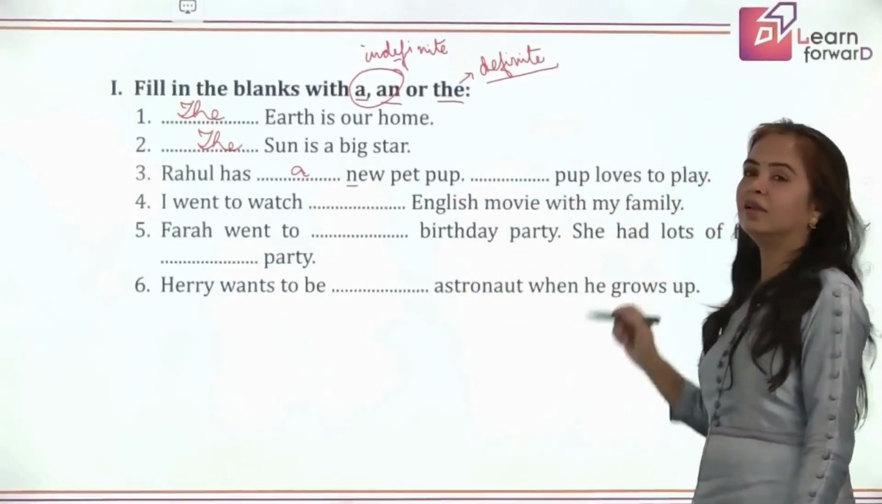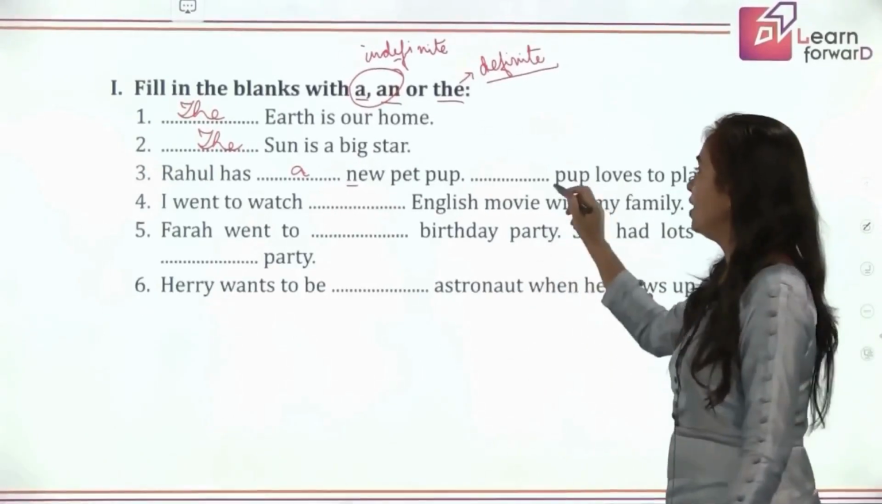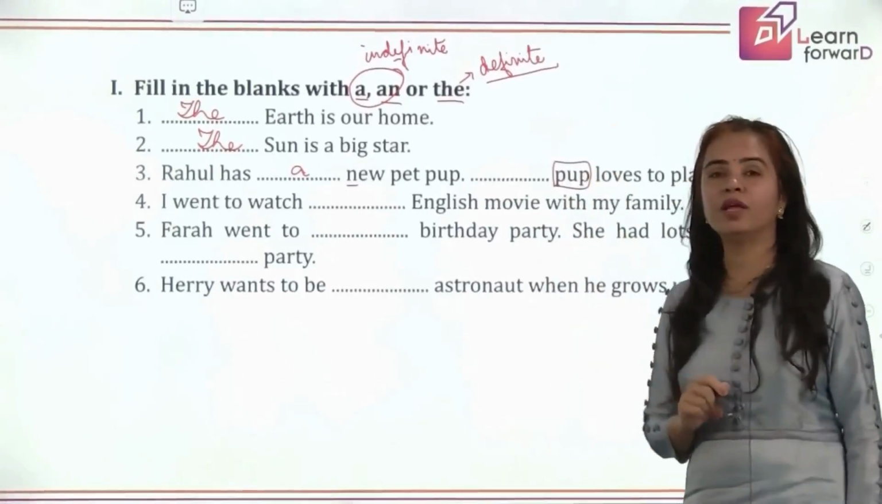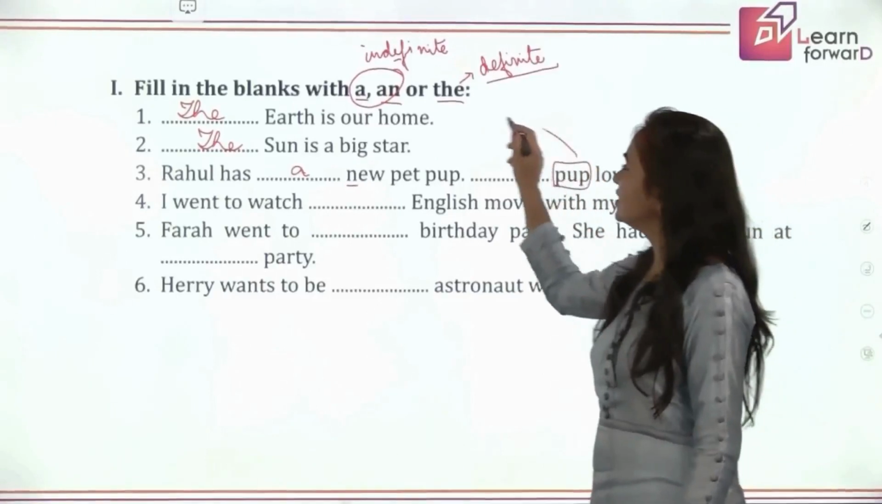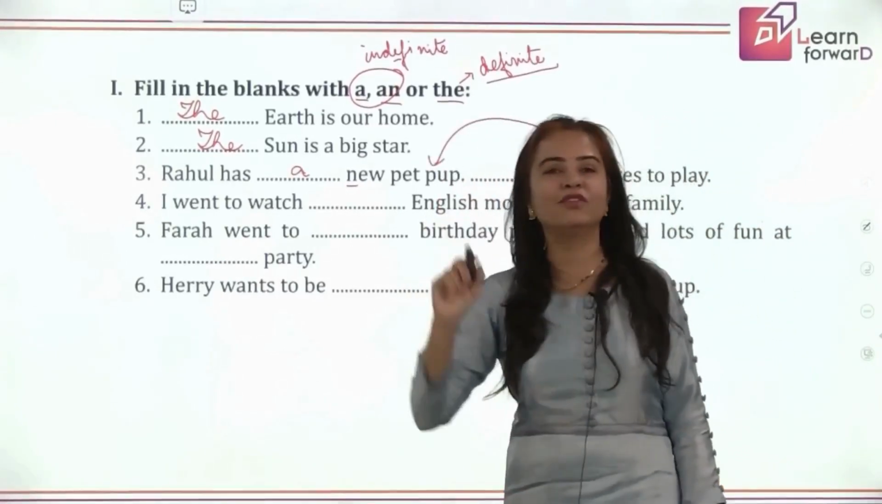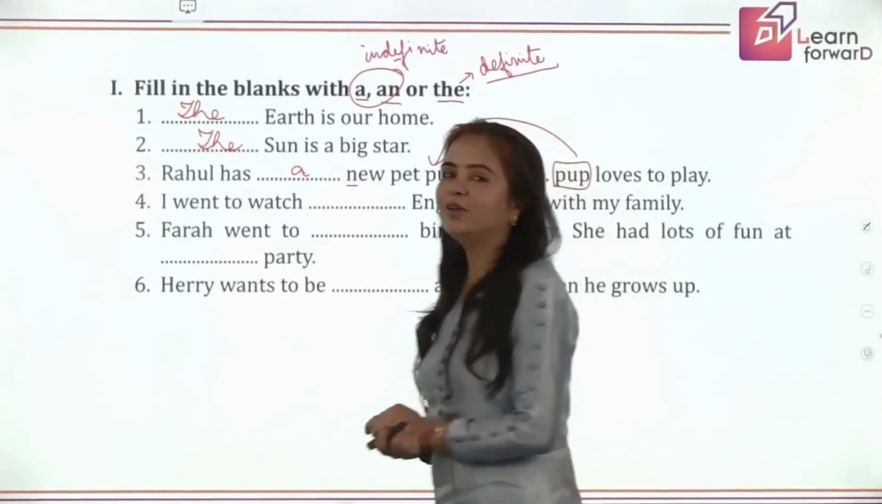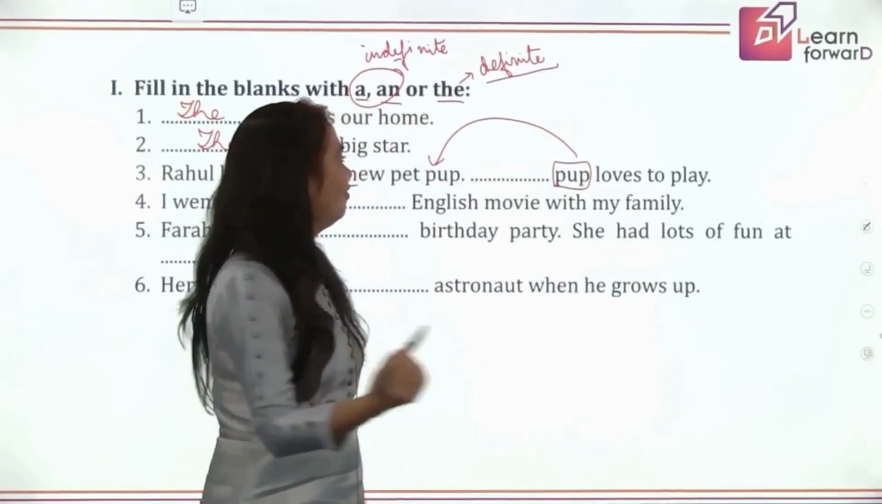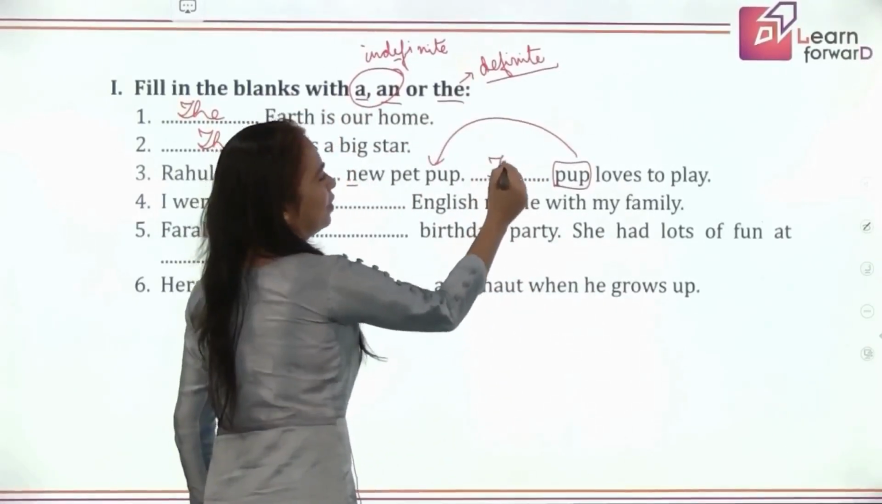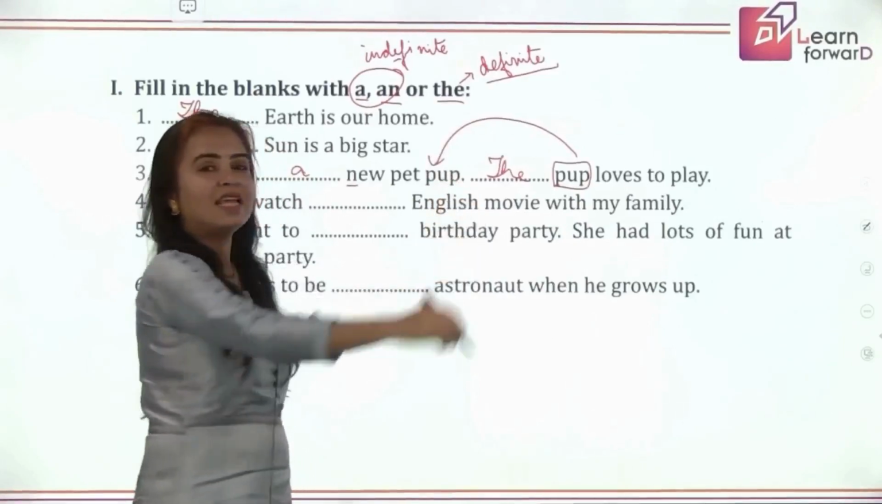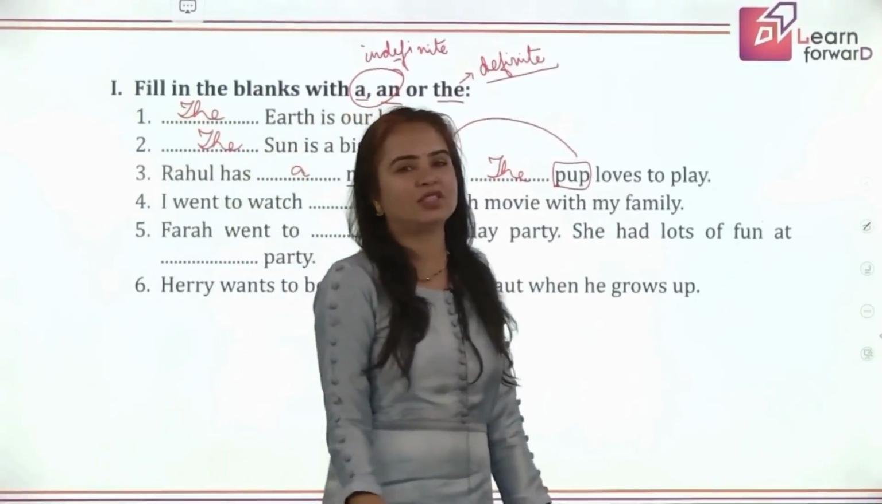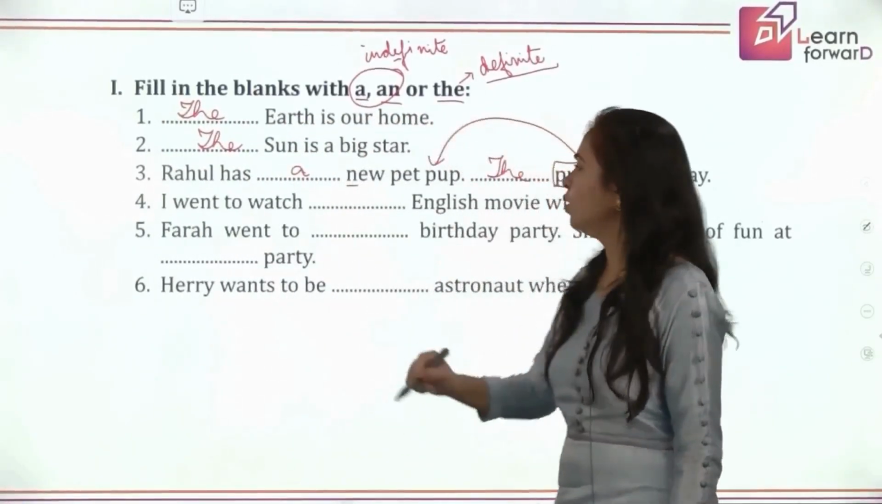Now let's move ahead. Dash pup loves to play. Okay, now tell me, which pup are you talking about here? Yes, the same we have talked about in the first sentence. So what are you going to use here? The definite article 'the', because we are talking about the same pup we have already mentioned. Got it? This is how we use articles.